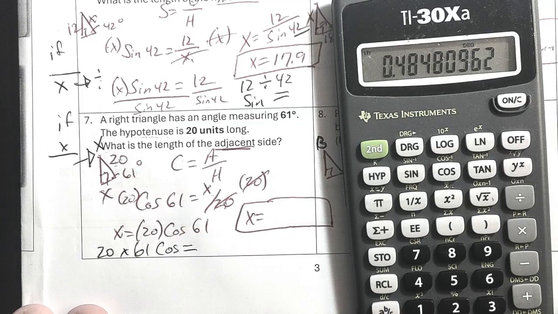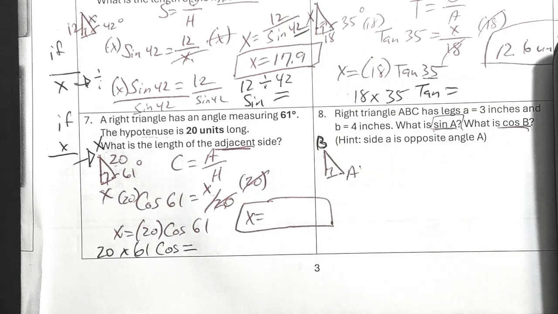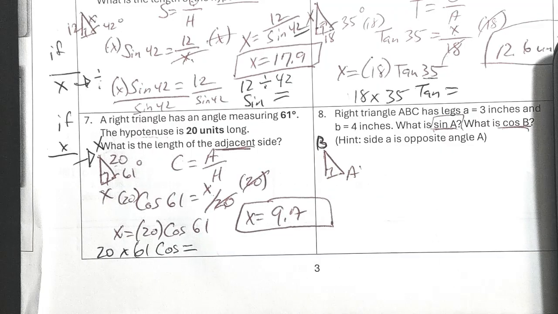So when you hit the equals button, you get 9.69, we round that to 9.7, which is pretty dang close to 10. So again, come see me.